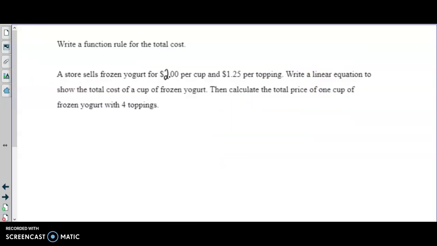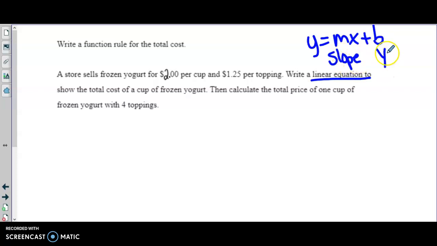All right, for the next question, write a function rule for the total cost. A store sells frozen yogurt for $2 per cup plus $1.25 per topping. Write a linear equation to show the total cost of a cup of frozen yogurt. All right, we're going to do that part first. We're going to write the linear equation first. And for my linear equations, I love slope-intercept form, so that's what I'm going to use, where m is the slope and b is the y-intercept.